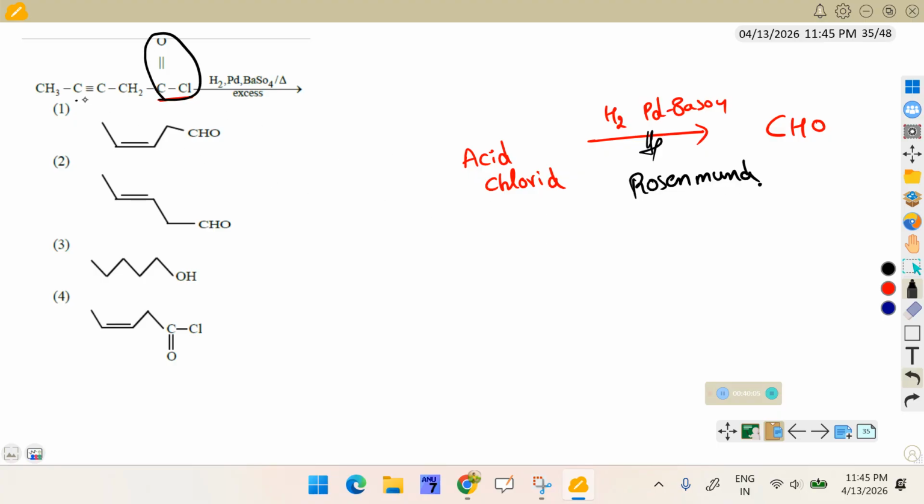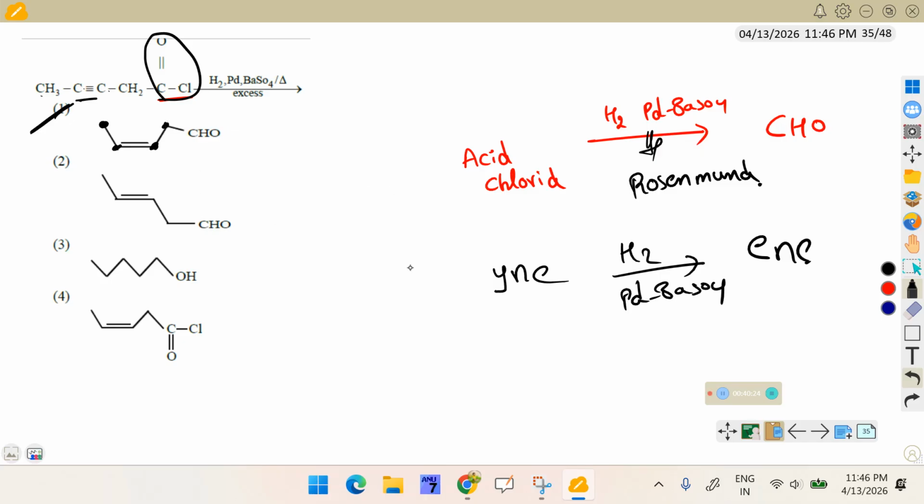Even an alkyne is also present. With H2/Pd-BaSO4, it gives alkene. Based on that, the first option is correct. Yes, correct. First option.